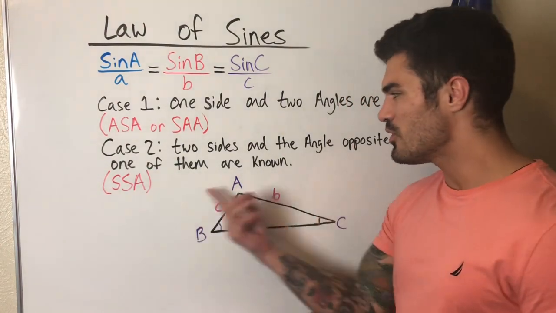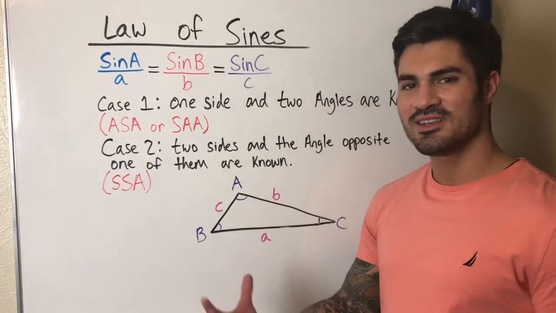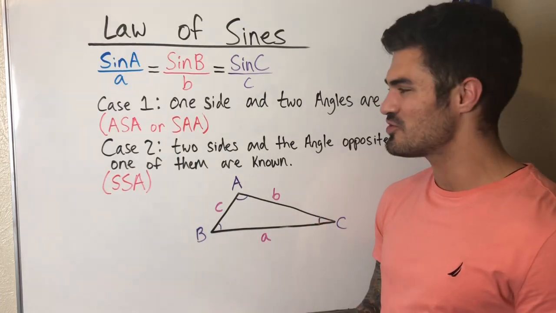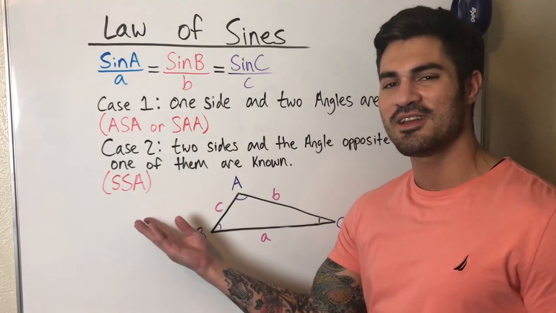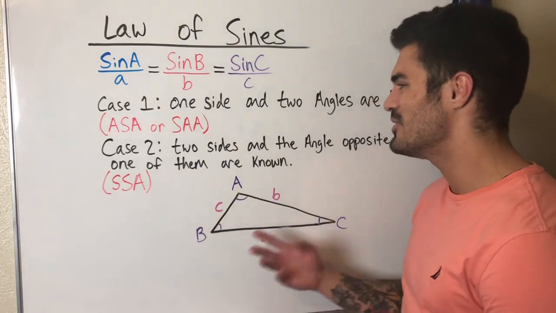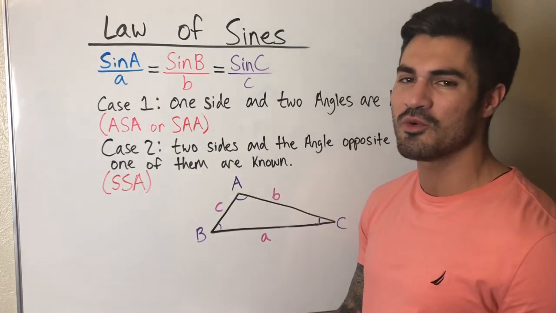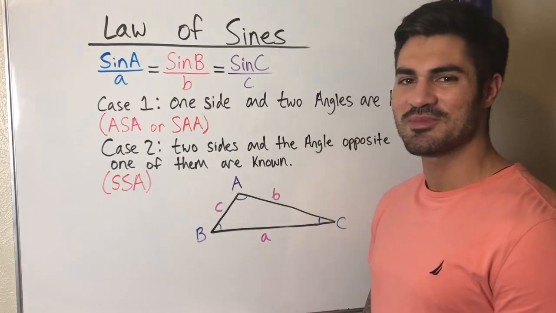So if you ever want to remember which case is possible to have two triangles, just remember it's the ass case, right? I guarantee you'll remember that. The ass case gives you potentially two, one, or no triangles. So let's go ahead and get to some examples.